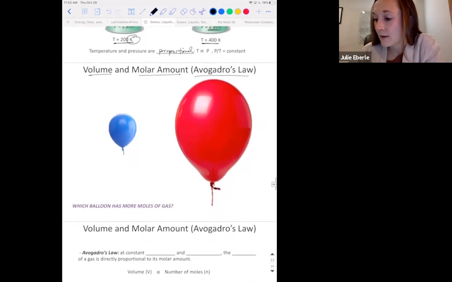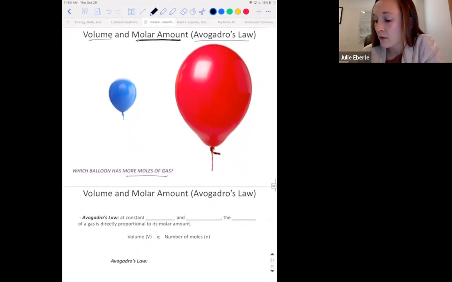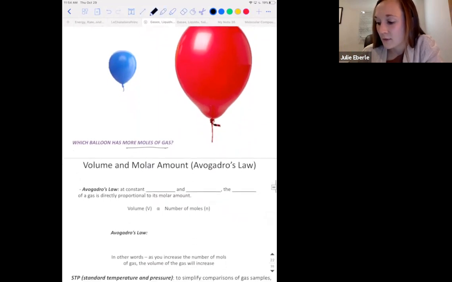Now, we actually haven't quite addressed the question. Volume and molar amount. When I'm saying the amount of gas, we're talking about the number of moles of gas, okay? So instead of saying the more gas you have, I should say the more moles of gas you have, which directly relates to the volume of the gas. The more moles of gas you have, the more volume that gas will take up.